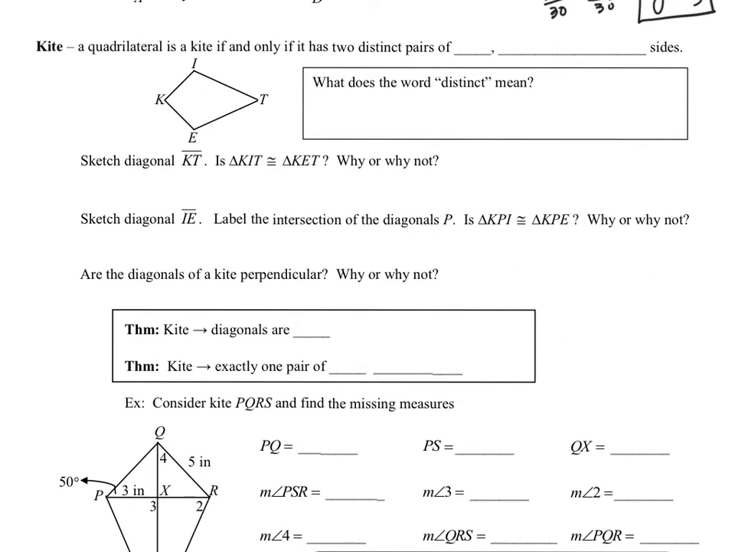All right, so here's the definition of a kite. A quadrilateral is a kite if and only if it has two distinct pairs of congruent, so let's just use the symbol, congruent consecutive sides. All right, now there's an important word in this definition. Let me highlight it, and that's the word distinct, okay?